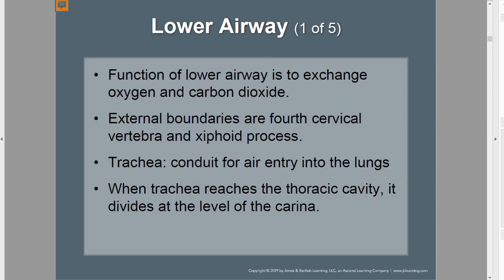Lower airway, and we should understand by now that the main function of the lower airway is gas exchange. The trachea is the conduit for air from the environment. We take a deep breath in. It takes that air down through the bronchioles to the alveoli.